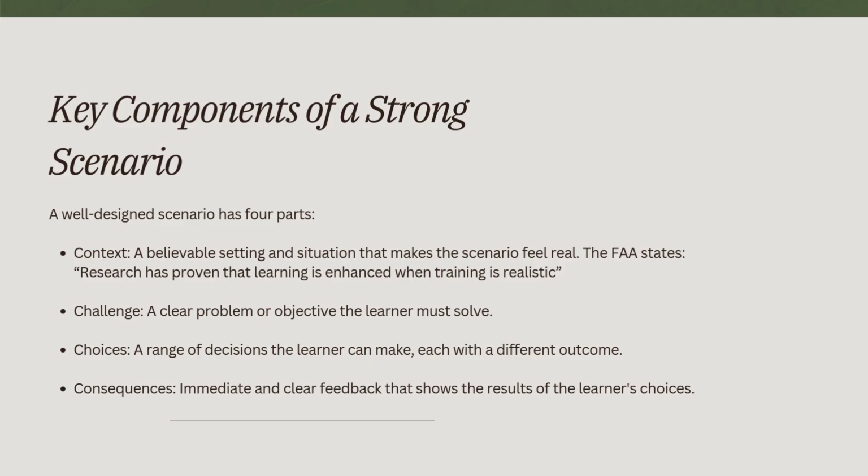Challenge, a clear problem or objective the learner must solve. Choice, a range of decisions the learner can make, each having a different outcome and consequences. Feedback: immediate and clear feedback that shows the result of the learner's choice.